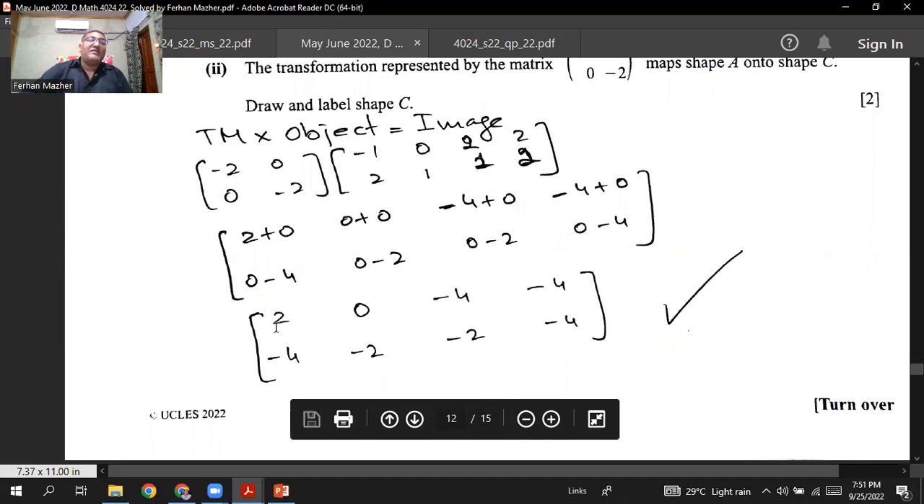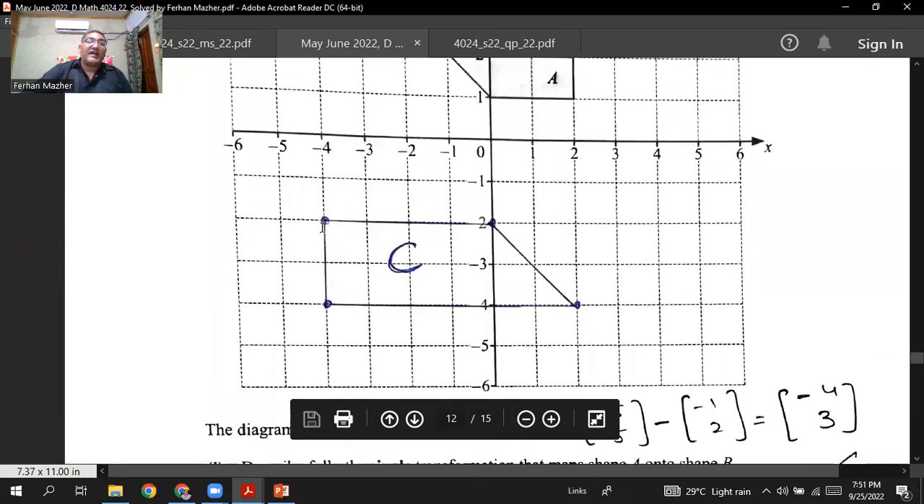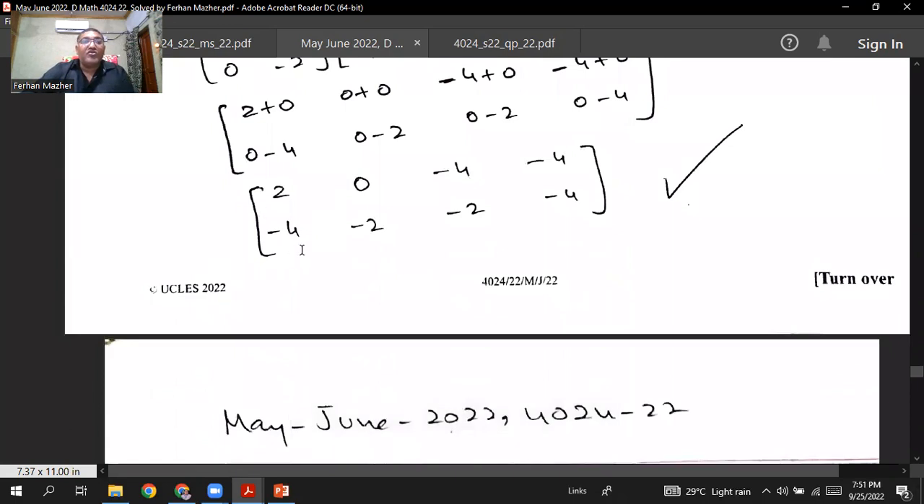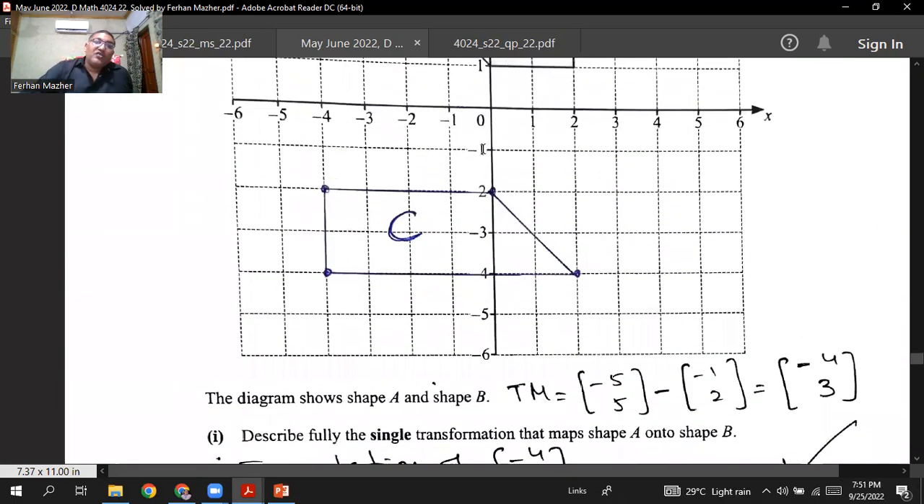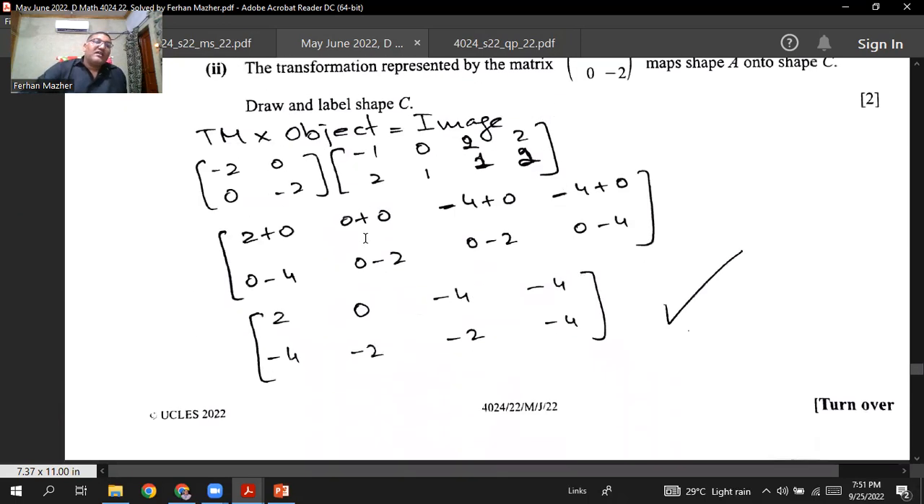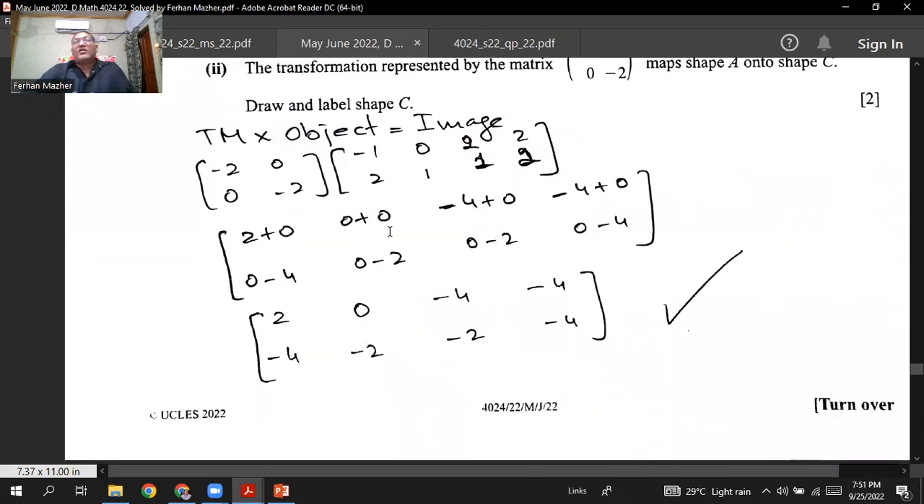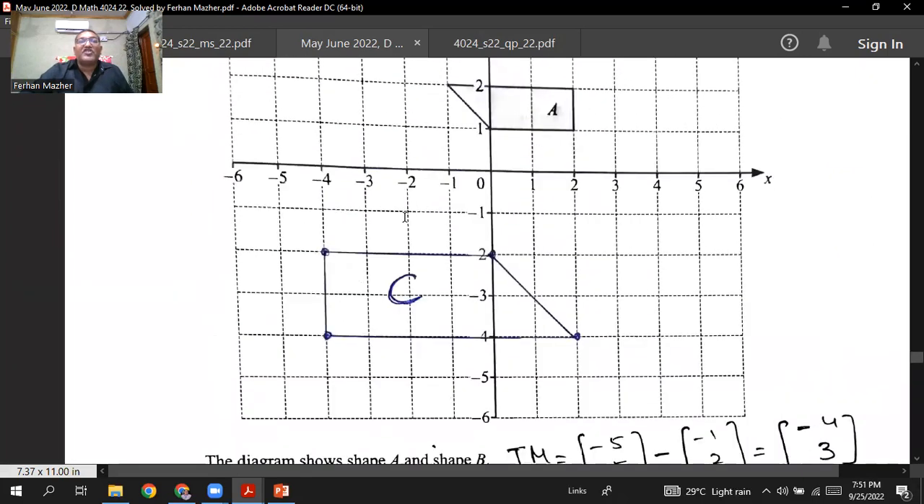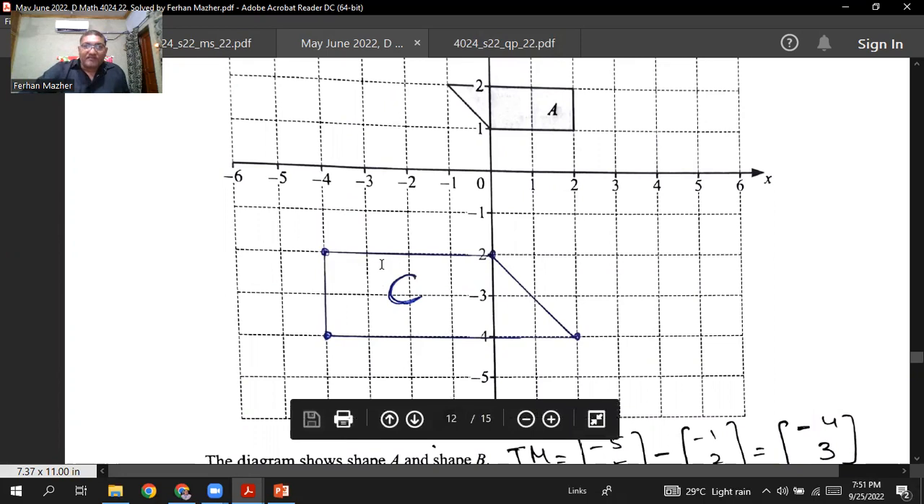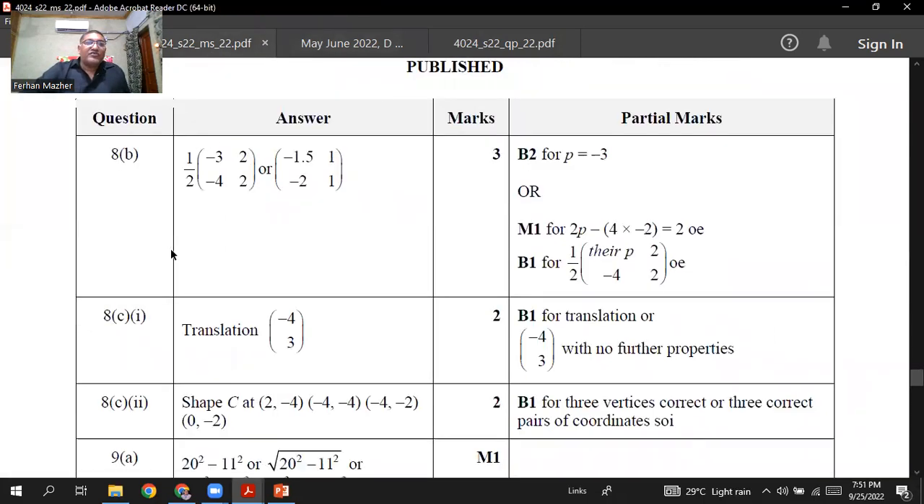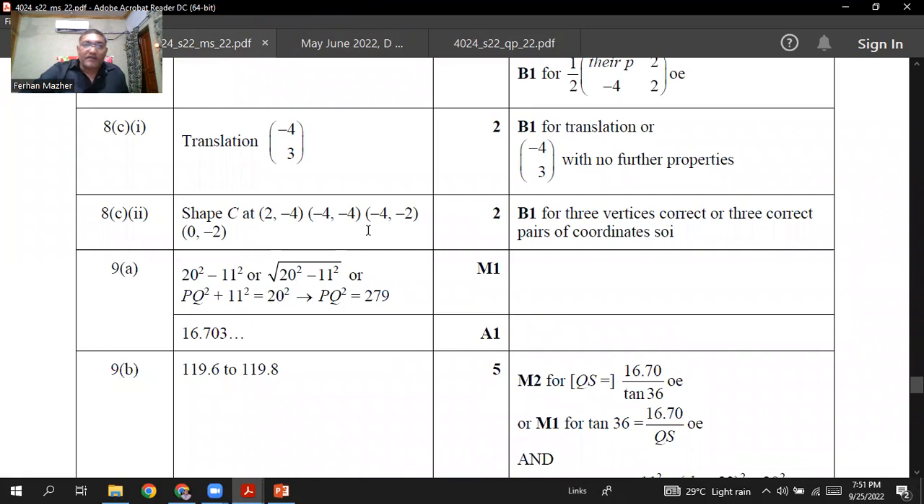So I will plot them on the grid. These are the coordinates of the image. 2 comma minus 4 is this point. Okay, 0 comma minus 2, that's this point. And I will plot all these points, minus 4 comma minus 2, minus 4 comma minus 4 on this shape, and then I will join it. So this is the shape C. So I can show you the coordinates are given. So our answer is right, sir.